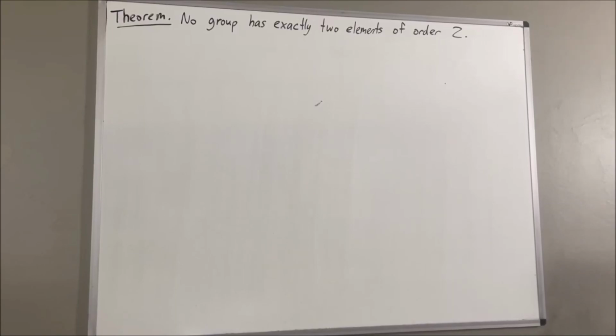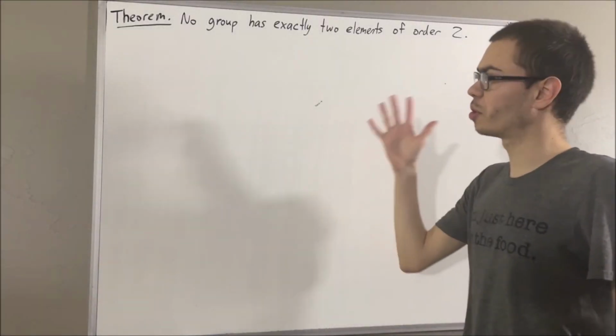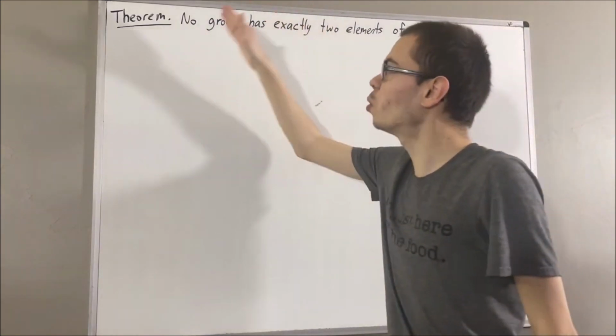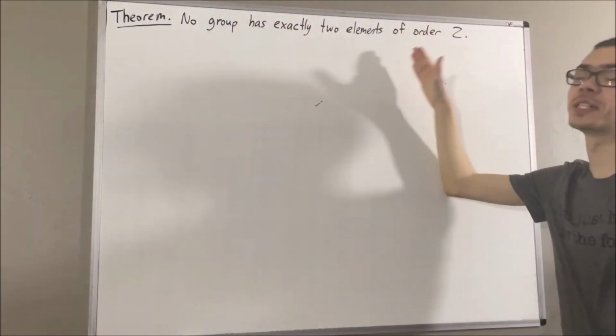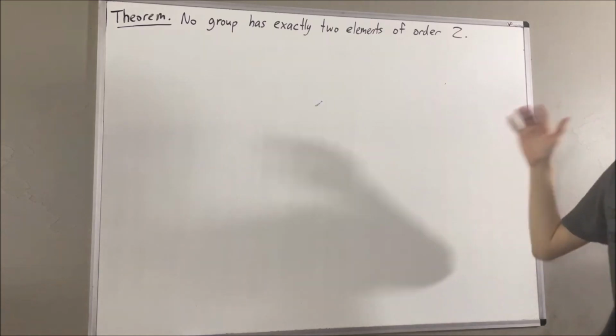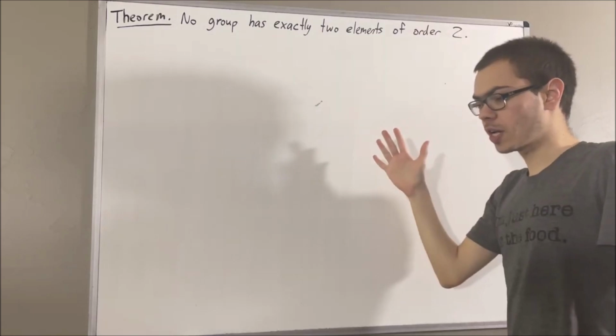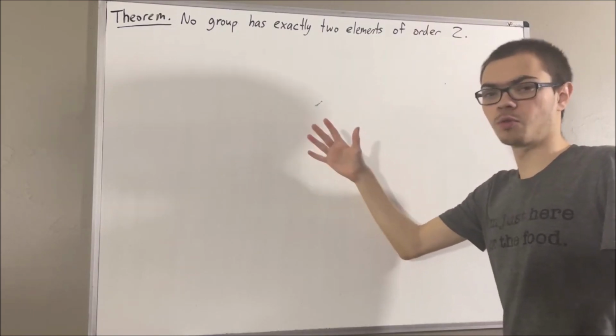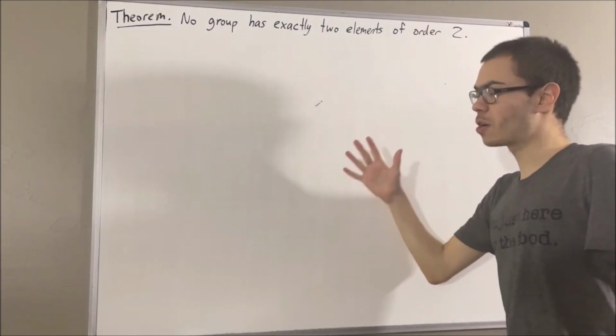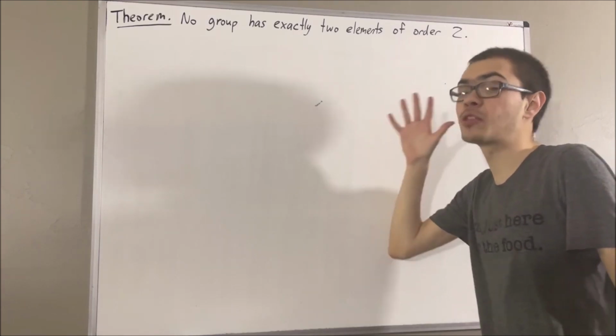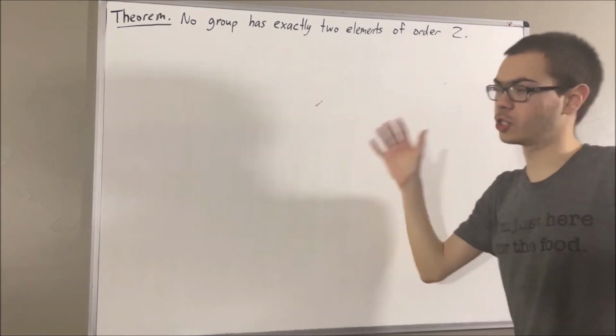Hello. In this video, we are going to prove the following theorem. No group has exactly two elements of order 2. Now, the approach we're going to take to prove this is we're going to suppose that we have a group and we know of two elements in that group with order 2. From there, we're going to show that we can always find a third element in that group with order 2.